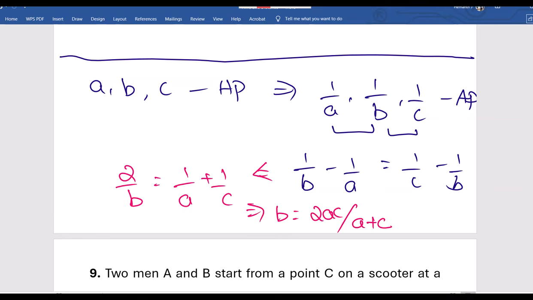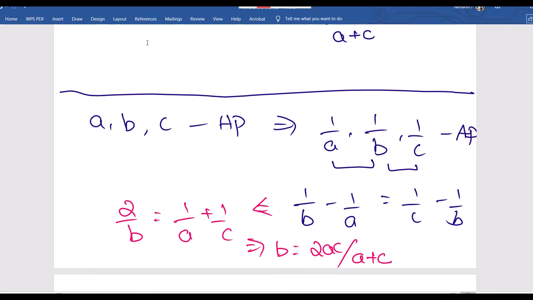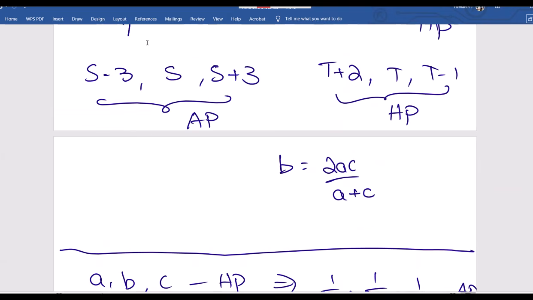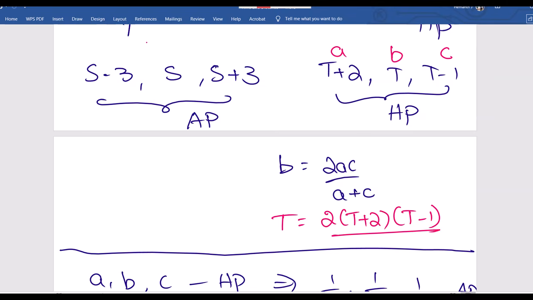This is how you got it. When A, B, C are in HP, the relationship is B equal to 2AC by A plus C. So with that, what can I do, sir? You can find T equal to, here this is A, B, C. T equal to 2 into 2 plus T plus 2, T minus 1, divided by adding that will give T plus 1. Now we'll get the T value. Timing will be obtained, right?